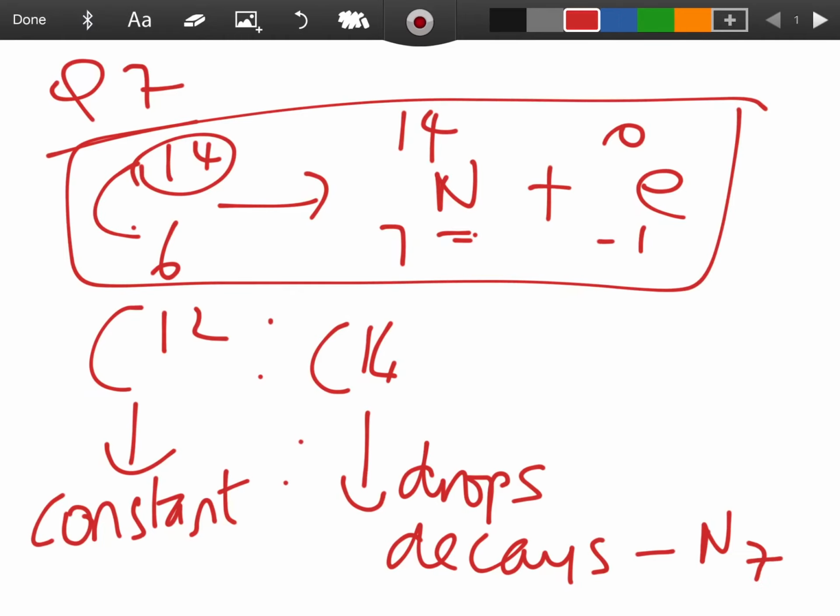And therefore, when you look at the amount of carbon-14 that's dropped compared to carbon-12, and you take into account the half-life of carbon-14, you can age the artifact. You can see how long it's been there. Okay, question 8 then. Again, defining radioactivity, defining half-life, that should be fine.